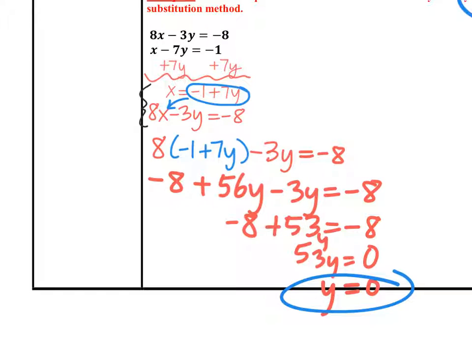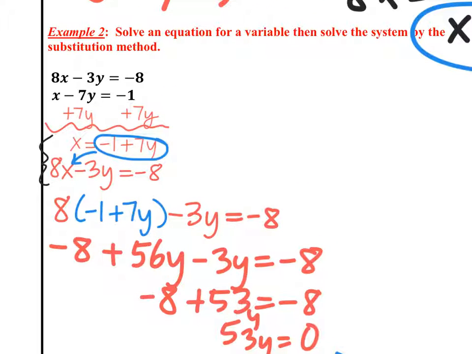You plug y equals 0 into whichever equation. Which one do you think would be the easiest? Which equation is best? We actually have 3 options. The 2 original, and then the one we actually solved. The first one. The one that's already solved. There you go. The one that's already solved for x is going to be a lot easier. You can use that one. I know it's not an original, but as long as you solved it correctly, it should work.